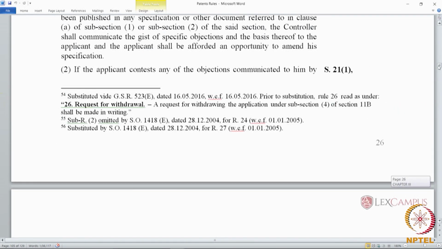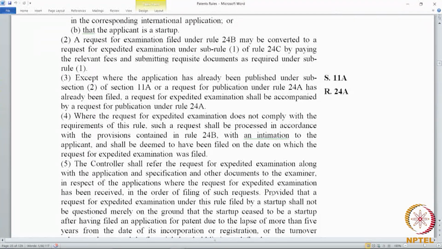So, going back to Rule 24C, Sub-rule 2 tells the instances where you could convert an existing request for examination to an expedited request by paying the relevant fees, and that is done by Form 18A, because Form 18 is already filed in that case.